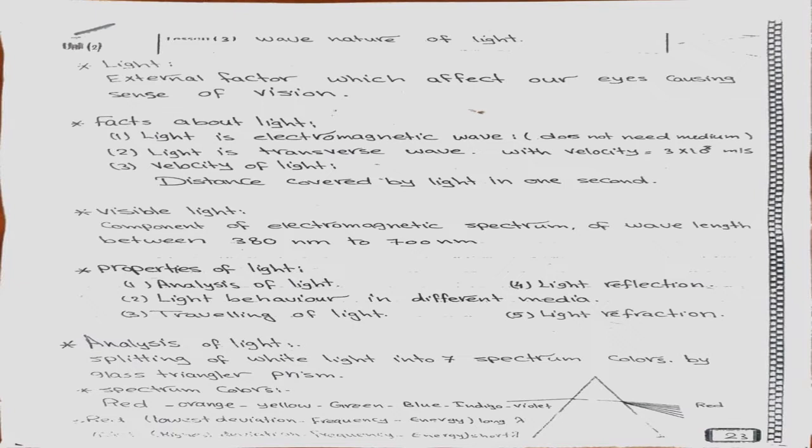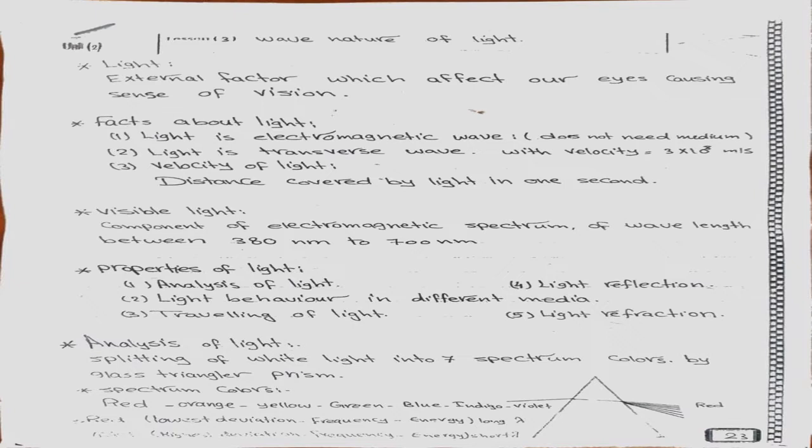What's meant by velocity of light? Velocity of light, velocity of sound, each of them has the same definition. It is the distance covered by light in 1 second.